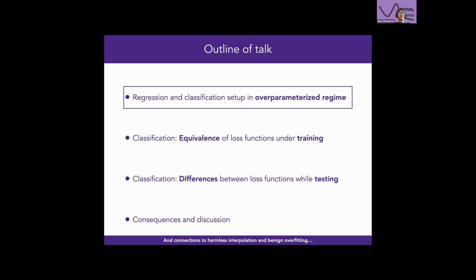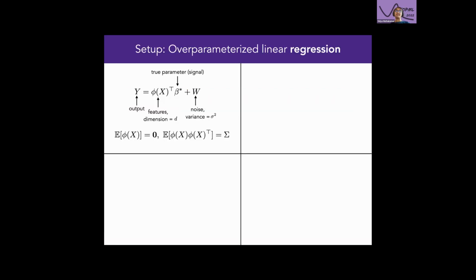So we'll start with a basic description of our setup. And I'm going to start with a simpler case of regression, just to set up notation. So in regression, our output, which is denoted by y, is in fact real valued. And I'm going to assume a well-specified model in the sense that the output is a linear combination of d-dimensional features given by phi of x. So here x is the data and phi of x is the feature map induced by the data.